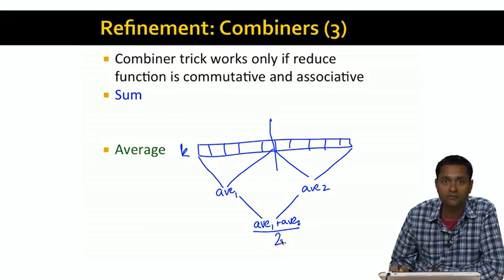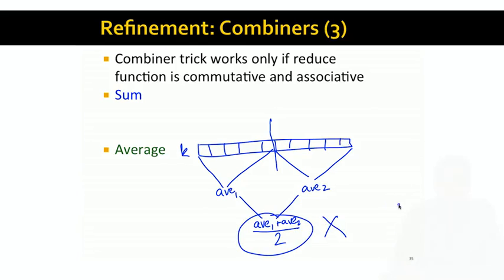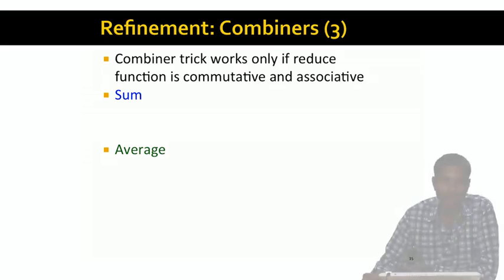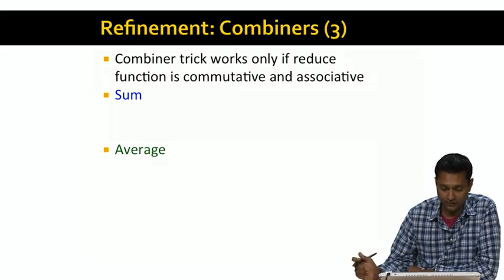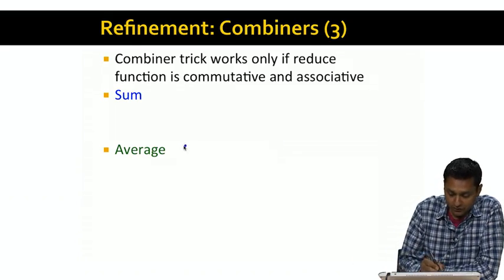That's the average of average 1 and average 2. Now it turns out that this is actually not the same as the average of all the values that are out there. So the average function, as we have seen, is not commutative and associative, and so you can't use it as a combiner. But it turns out that you can still use the combiner trick if you're a little bit careful.